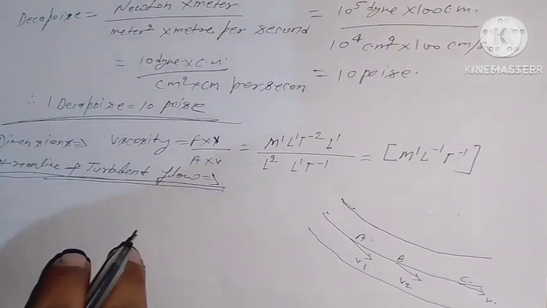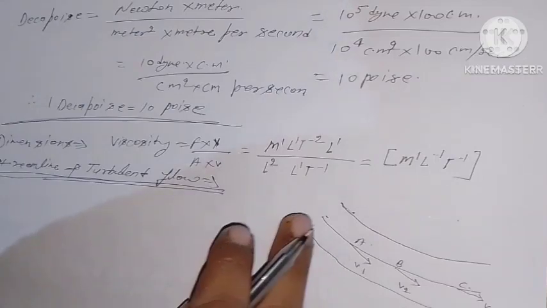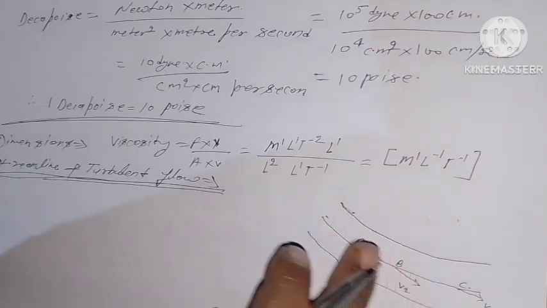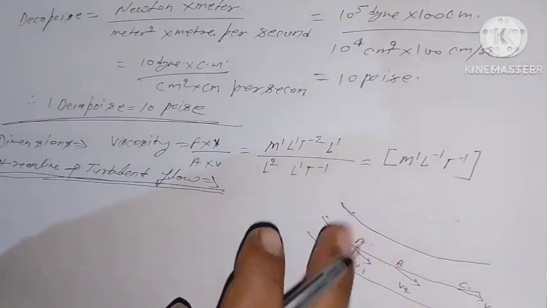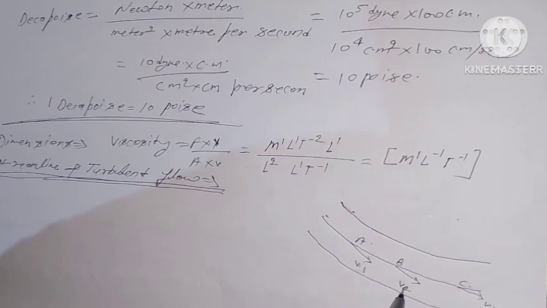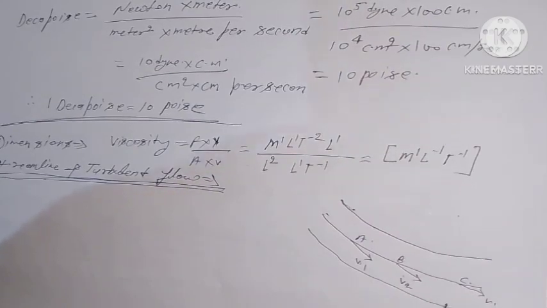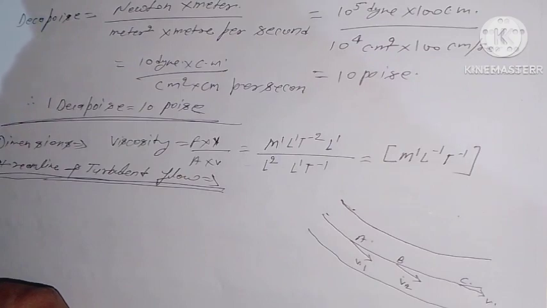Consider a liquid flowing in a pipe, and let the velocity of flow be V1 at A, V2 at B, and so on. If with time the velocity at every point in the liquid remains constant in magnitude as well as direction, then the flow is said to be steady.